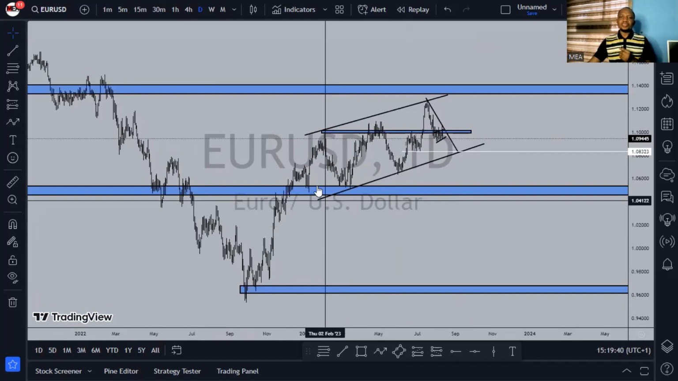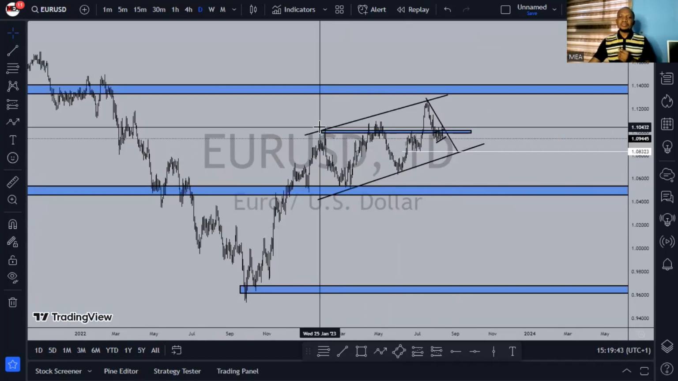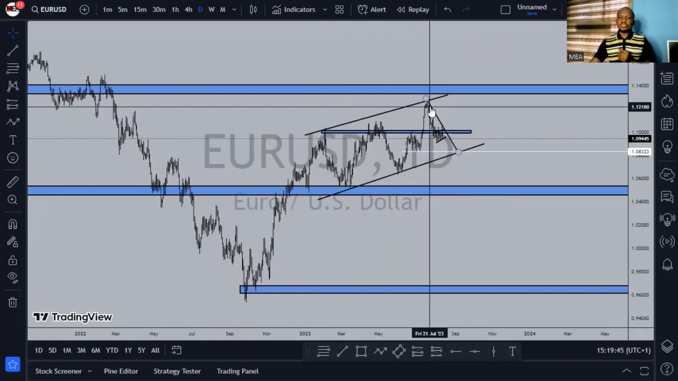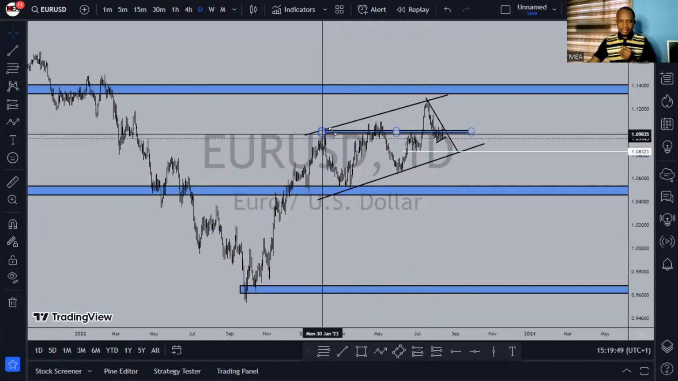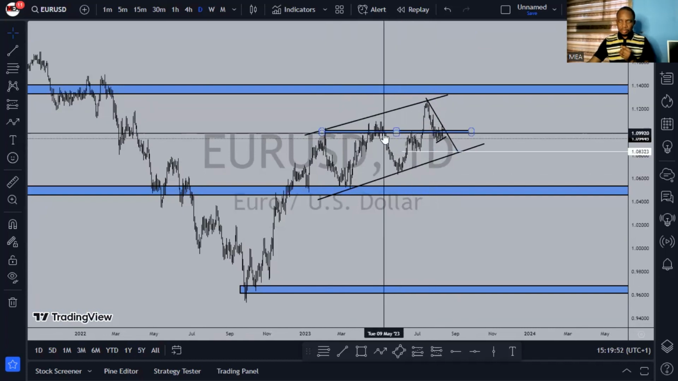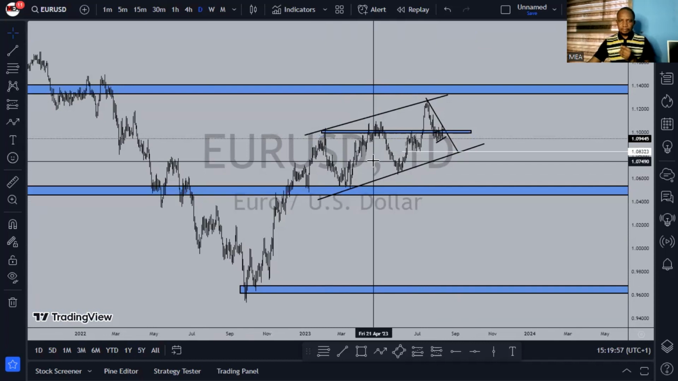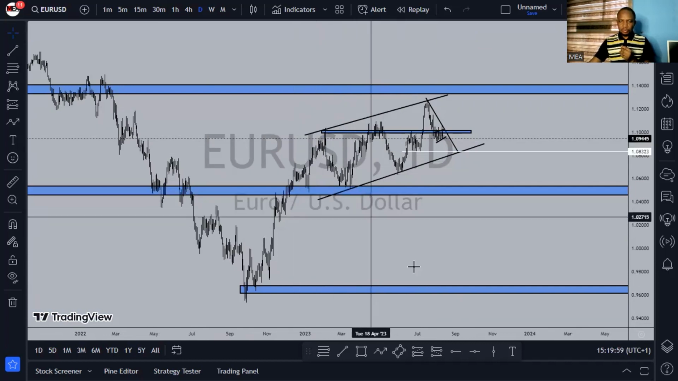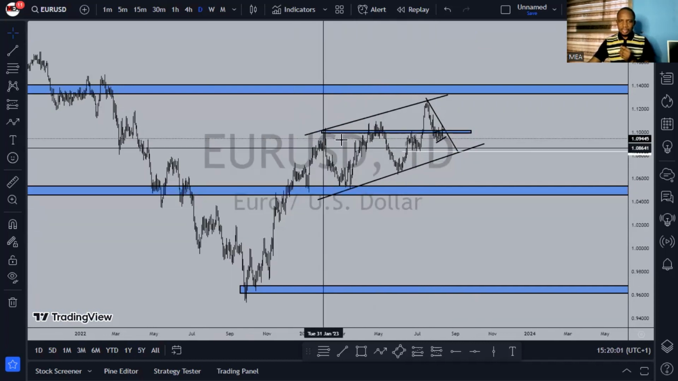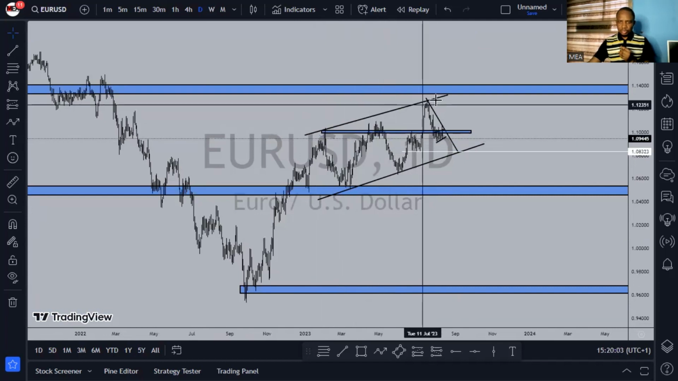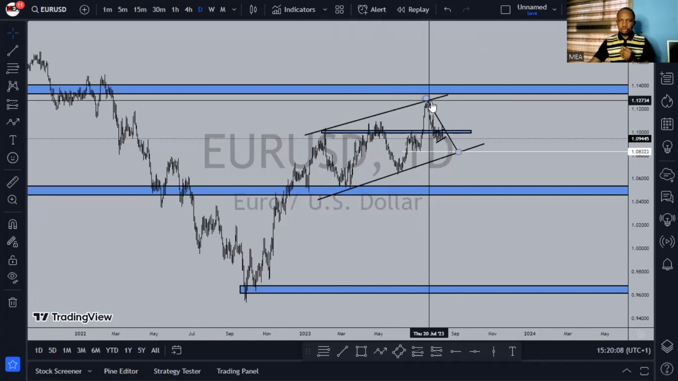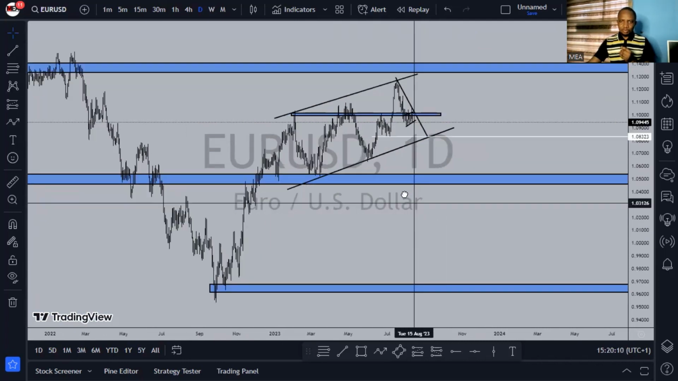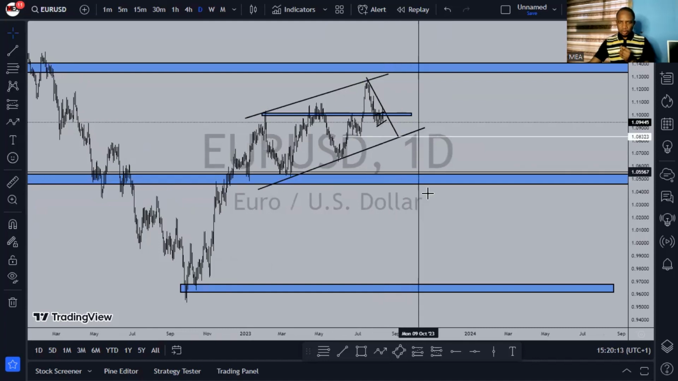Just like I said, we have an inverse head and shoulders for the DXY. So we're also having a head and shoulders for the Euro USD. The head, the left shoulder, and the right shoulder for Euro USD. So there's a tendency that the market will come down to this level.